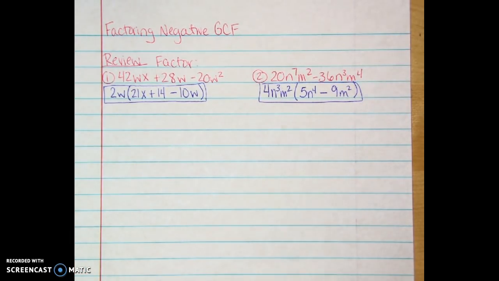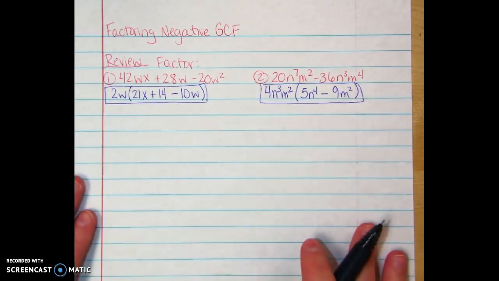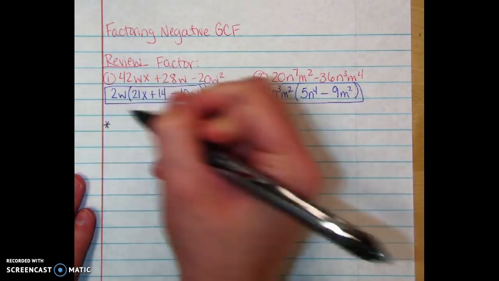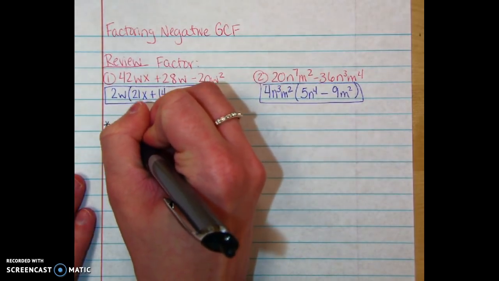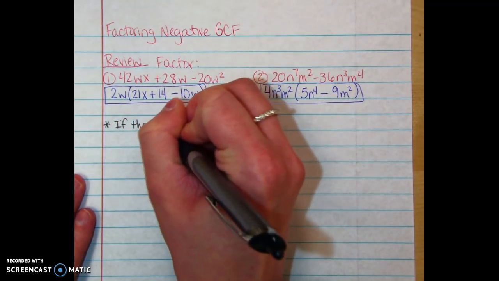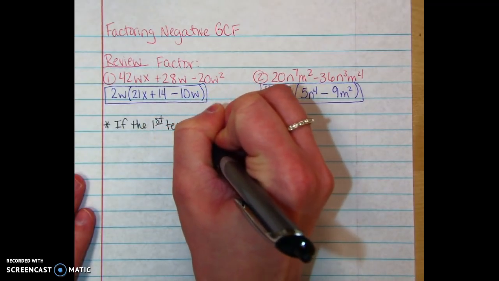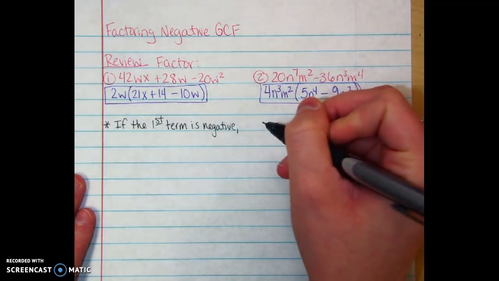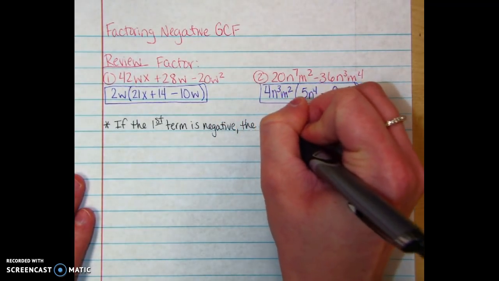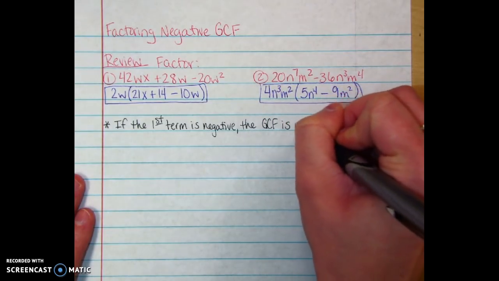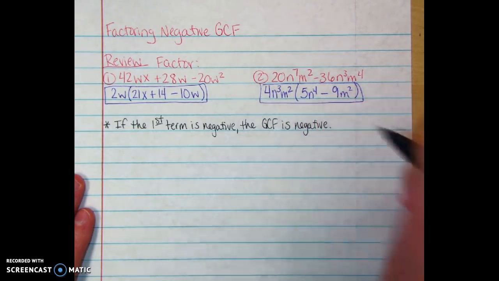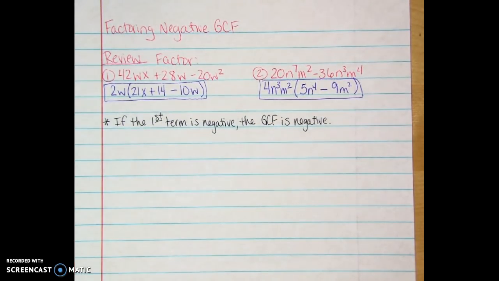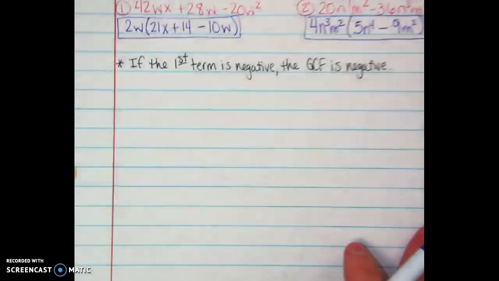Now the new stuff, it's not that different than what we have been doing, but you need to remember this rule. If the first term is negative, the GCF is negative. So no matter what, if that number that starts off the problem is negative, your GCF will be negative. And I will show you a few examples. Let me zoom in here.